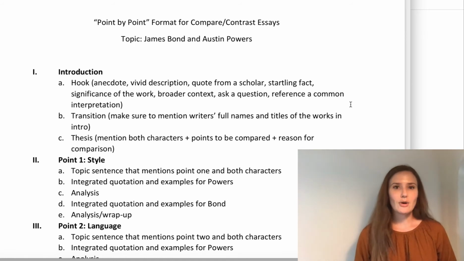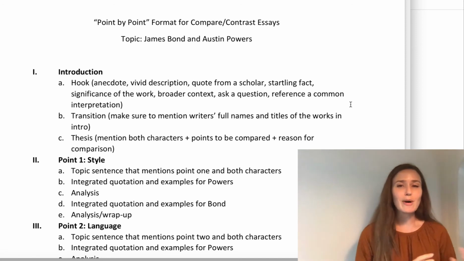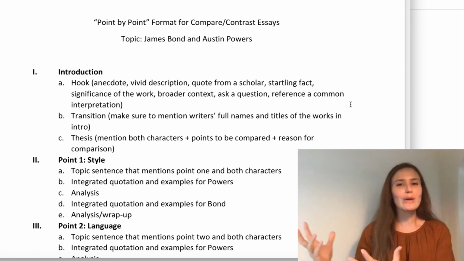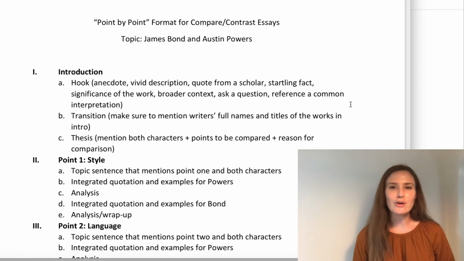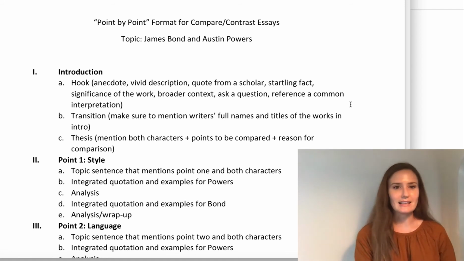So we might notice that they're both spies, right? But they have very different spy skills. You might notice that they're both English, but one speaks in kind of like the Queen's English and is very polished and slick and smooth. The other uses a lot of 1970s slang.